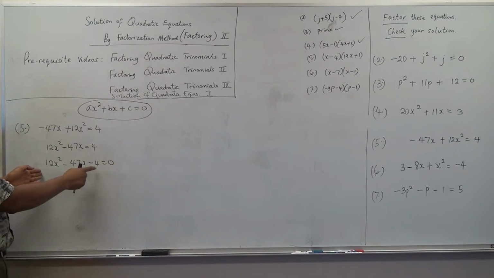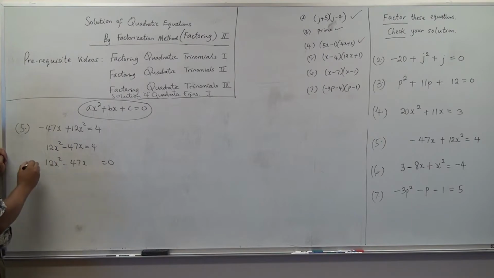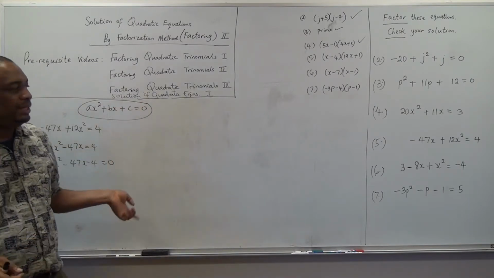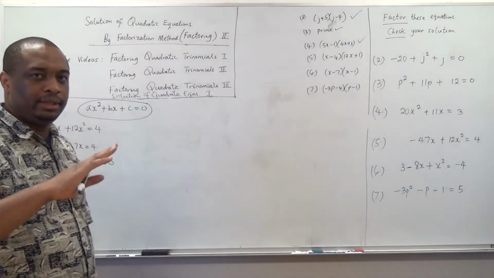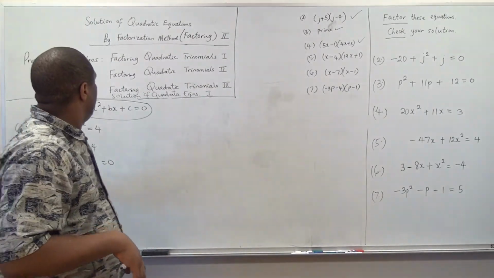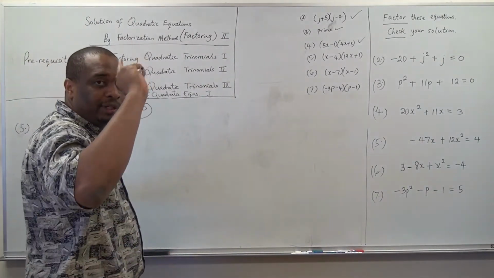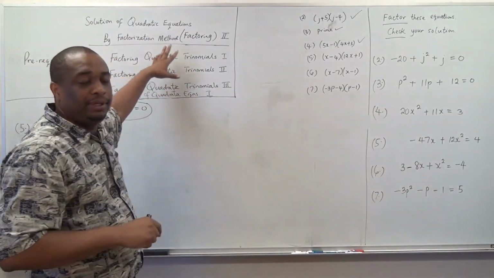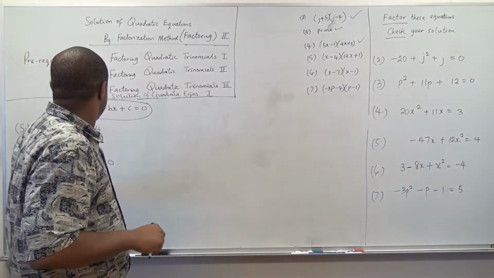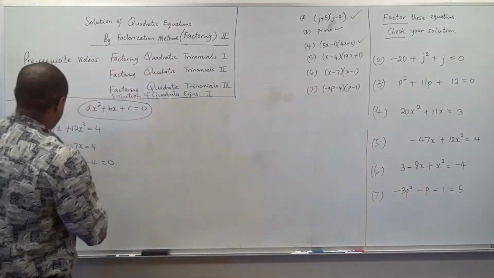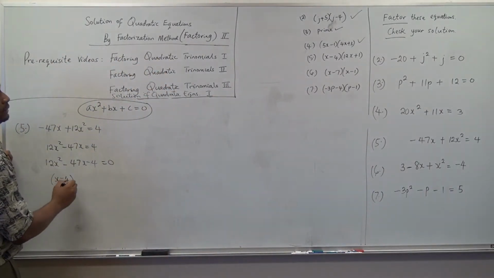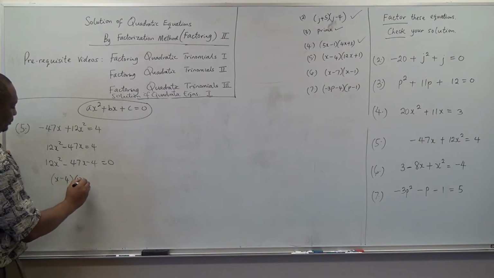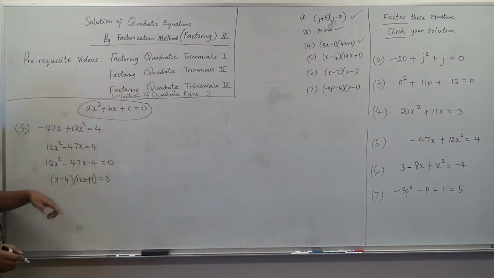Now, in the previous video, you had this negative 4 here, right? And you have negative 47x and that. So I modified this so that it will still give the previous one. All right, when we factor this, in the previous video we did here, this gave us x minus 4 and 12x plus 1, equal to 0.